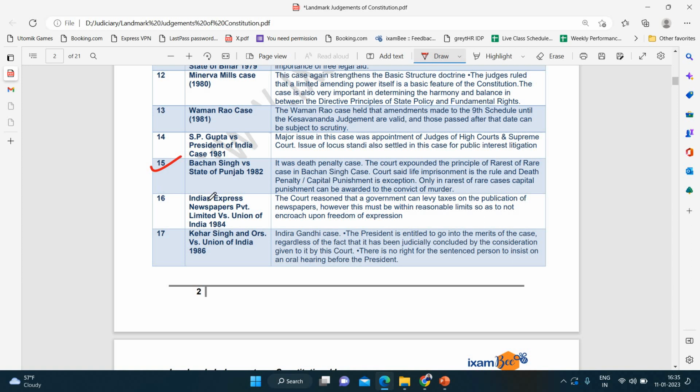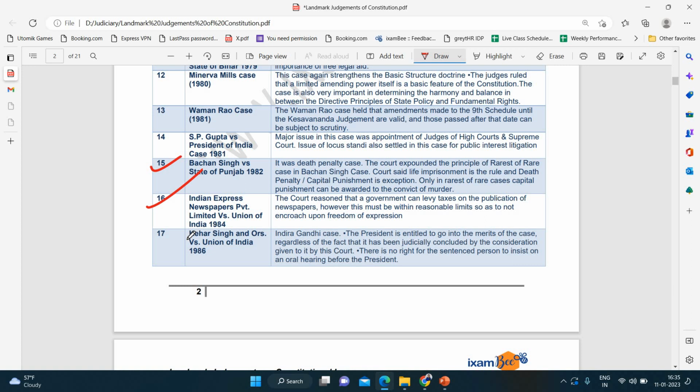The next important case related to Constitution is Indian Express Newspaper Private Limited versus Union of India. The court reasoned that a government can levy taxes on the publication of newspaper. However, this must be within reasonable limits so as to not encroach upon the freedom of expression.